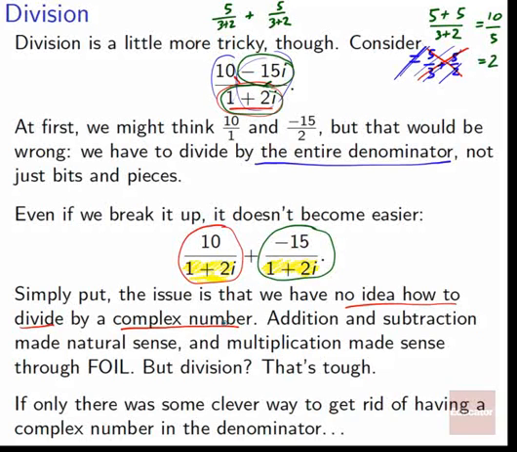So that's tough. Now, what we could do, if there was some clever way to get rid of having a complex number in the denominator, if we could somehow make it into an alternate form where the complex number in the denominator disappeared, we'd be good.